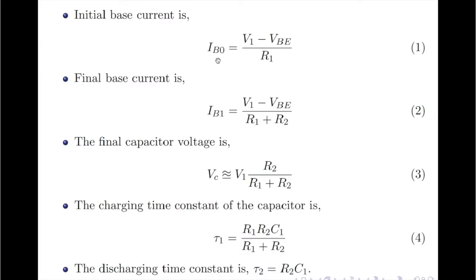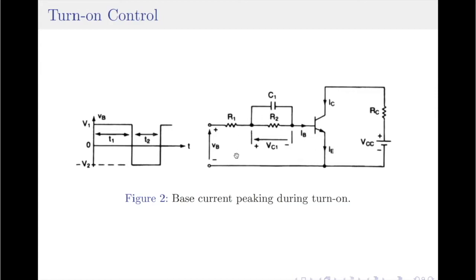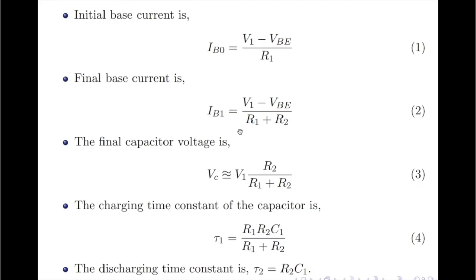To write an expression for IB0, I will apply KVL to the base to emitter loop. That will be VB minus VBE equals IB into R1. Now VB is equal to V1 and only R1 comes into picture, and therefore by rearranging the KVL equation, I will obtain the initial current, which is IB0, as V1 minus VBE divided by R1.